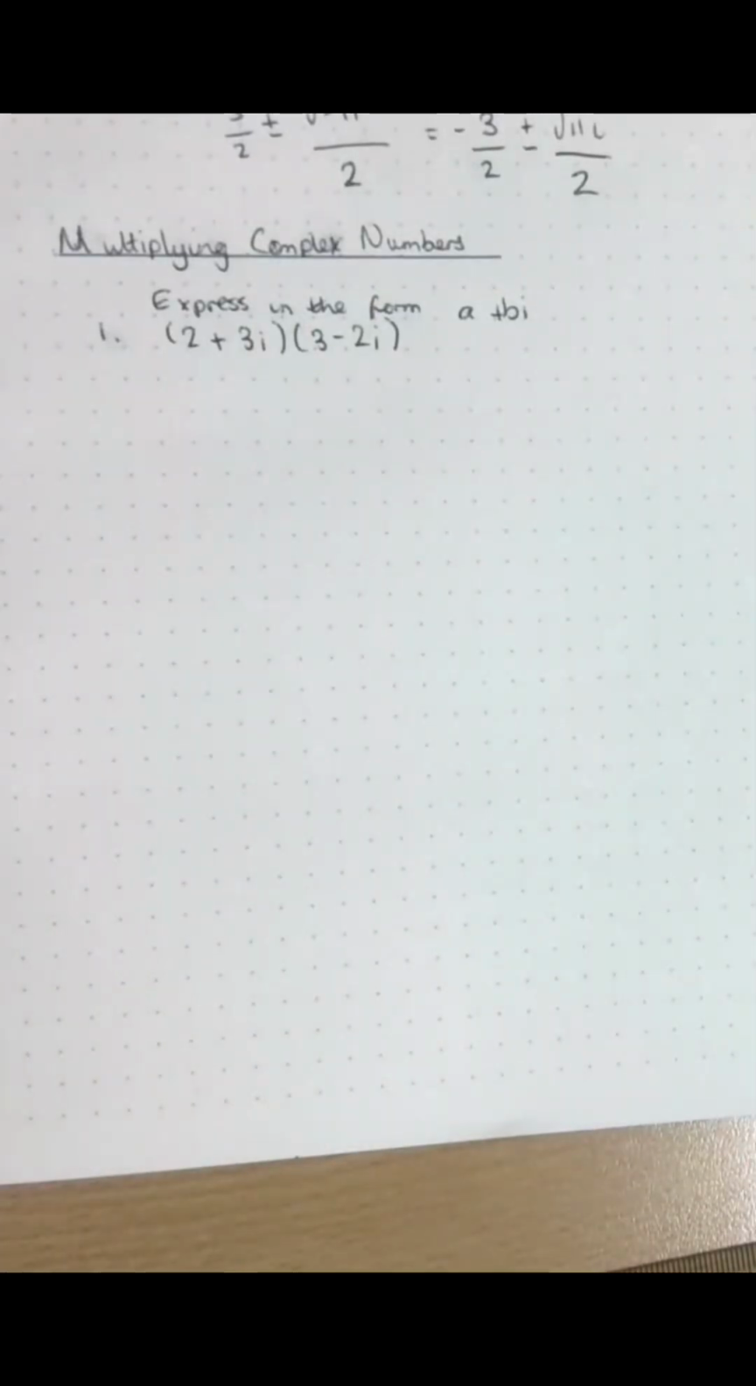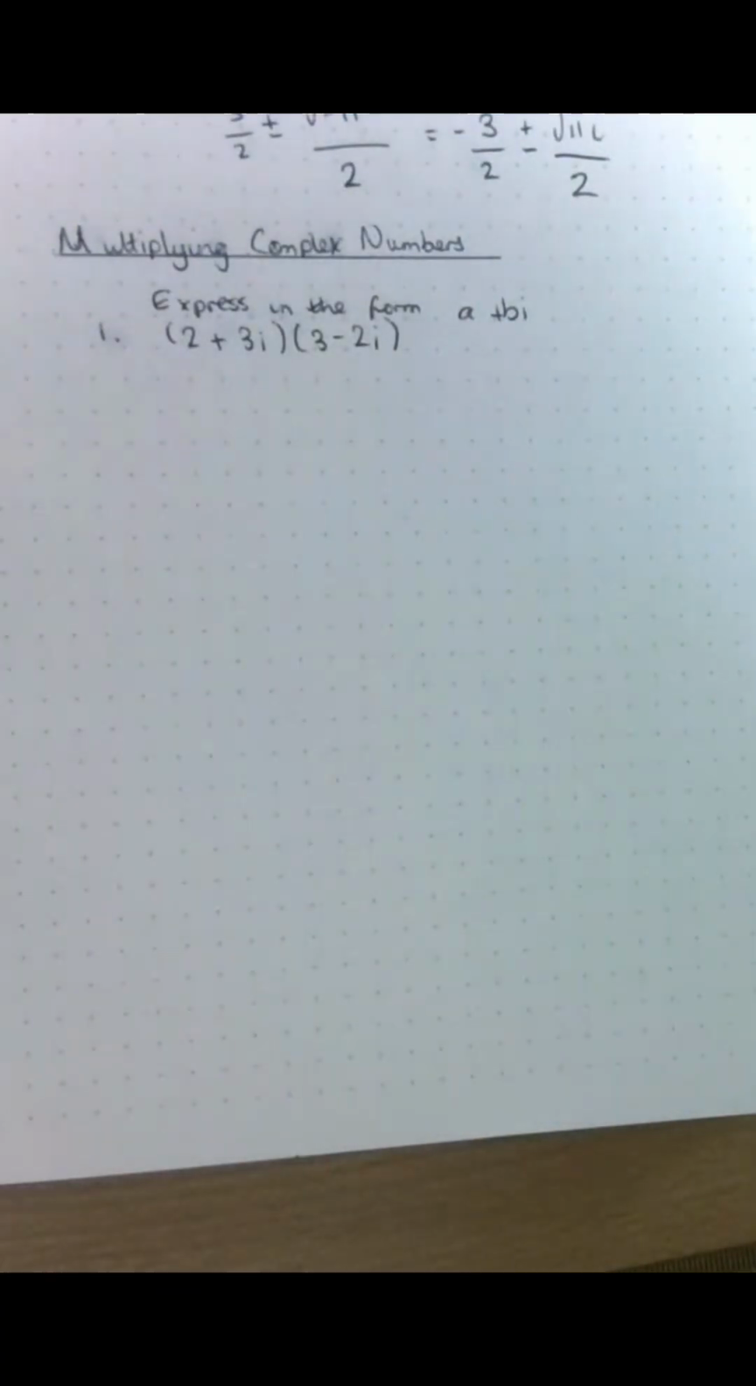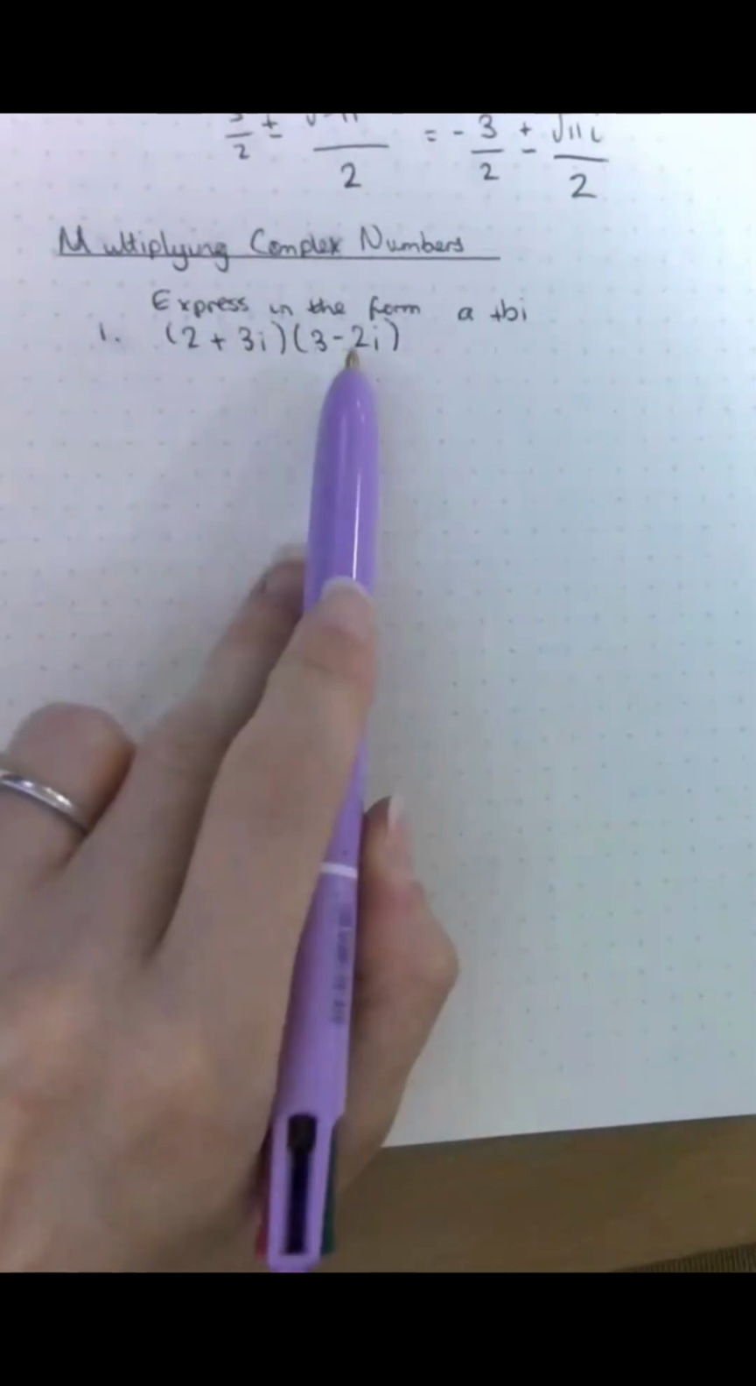Okay, so let's now have a look at multiplying complex numbers. So I want to express this in the form a plus bi, and we have a double set of brackets here that we can expand.